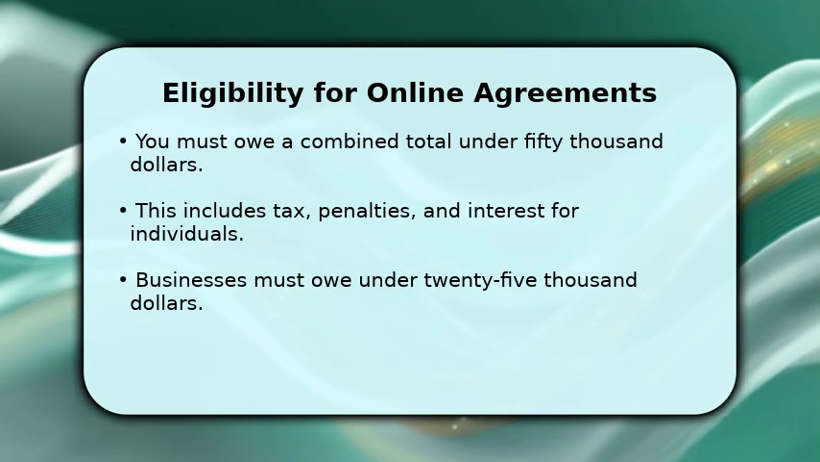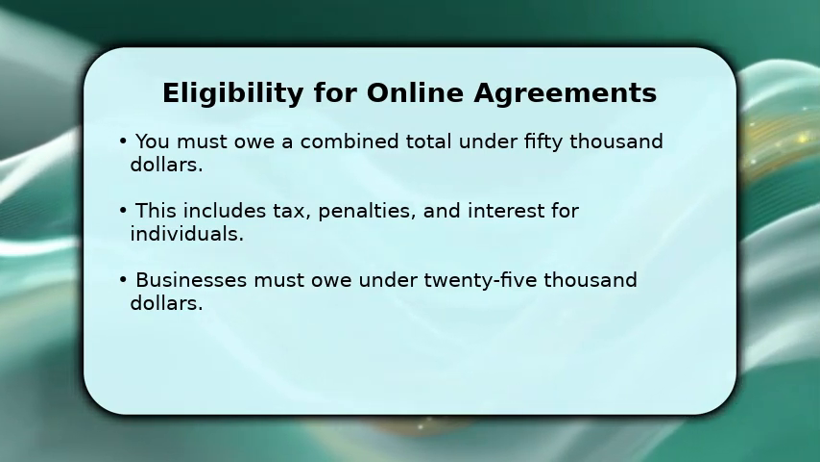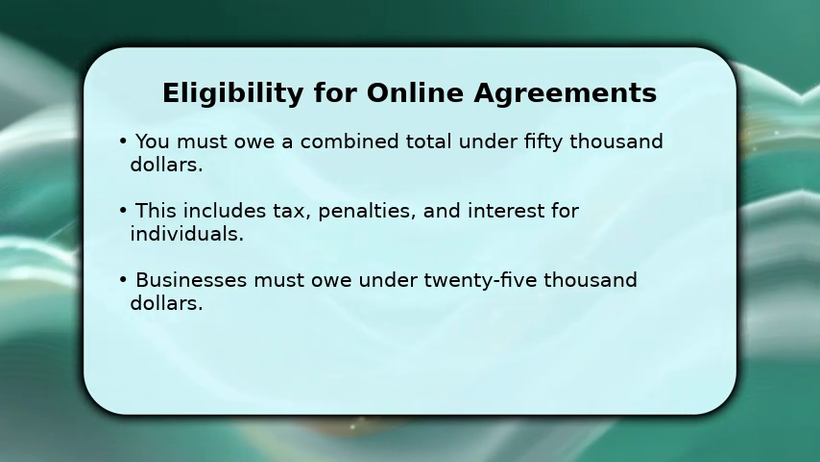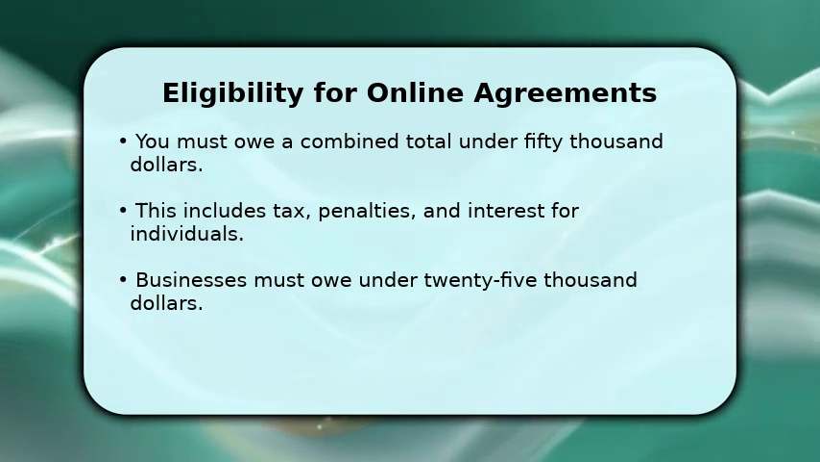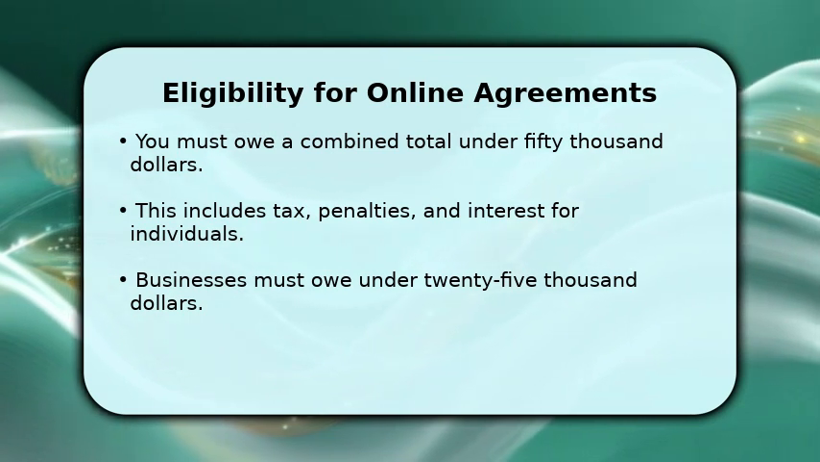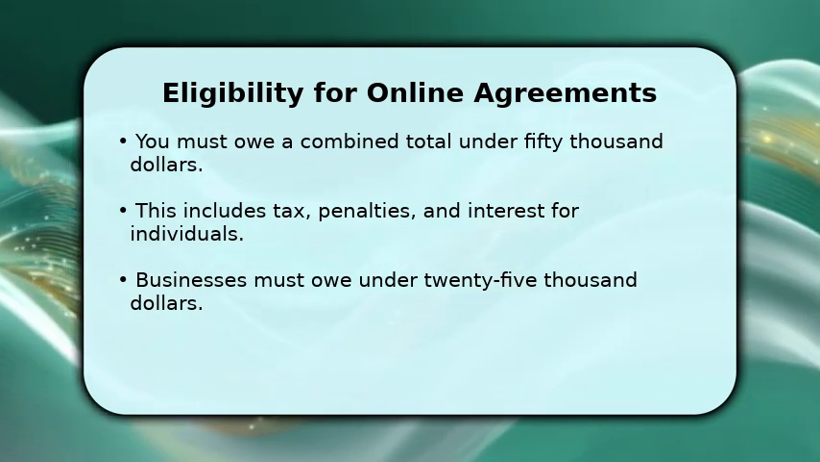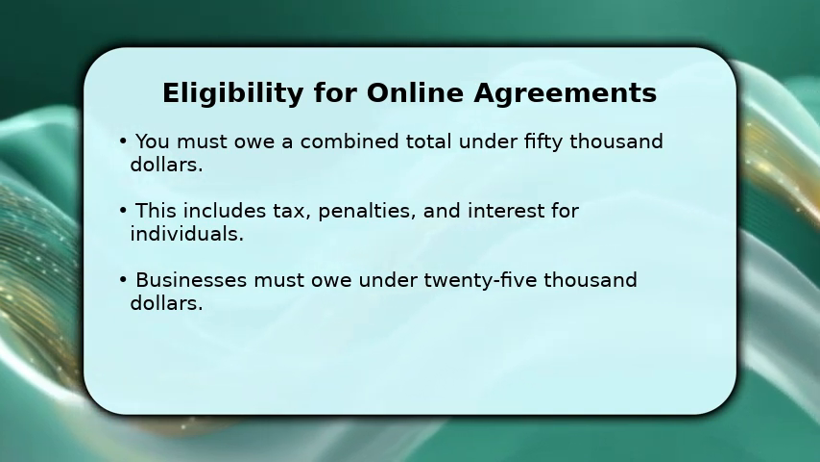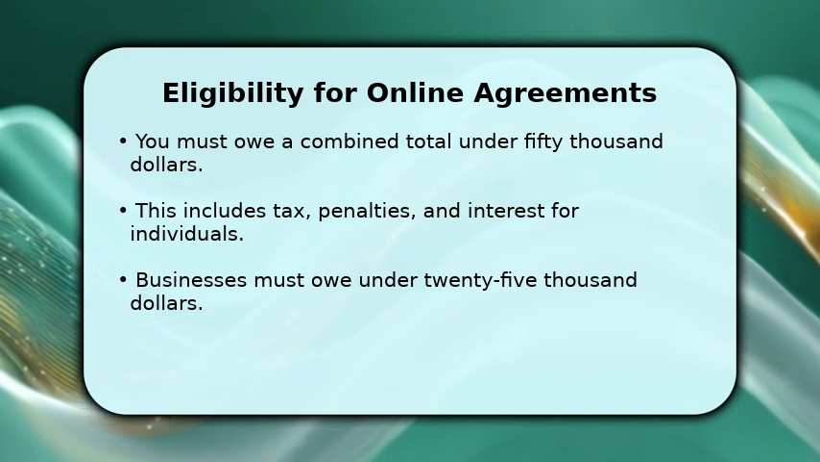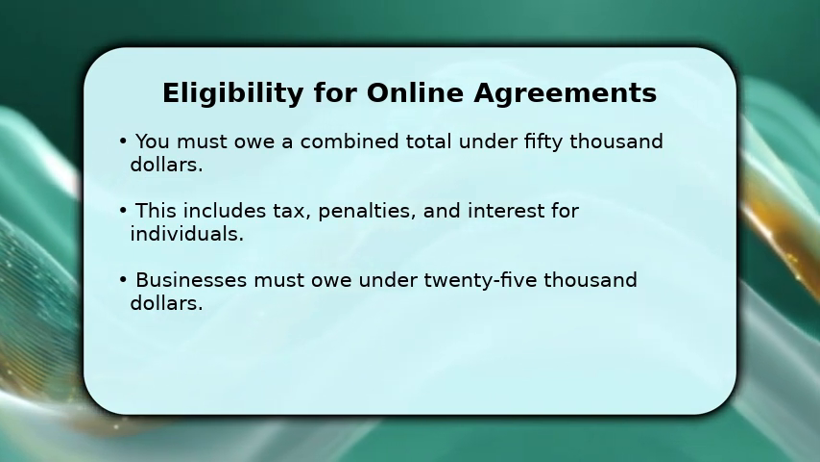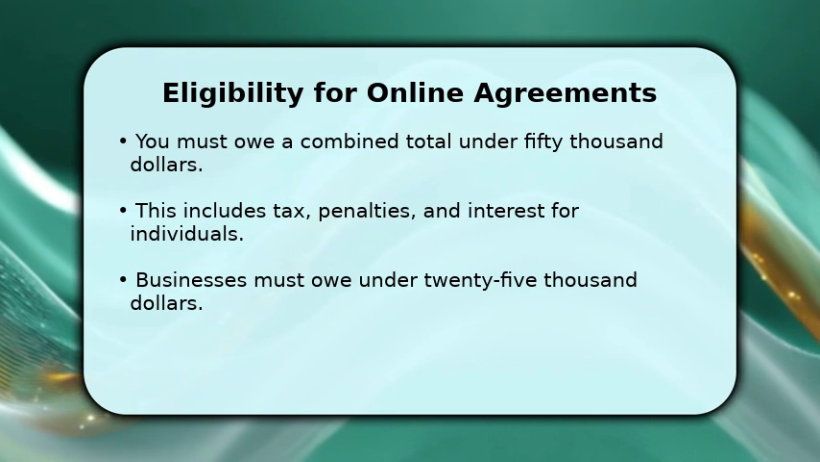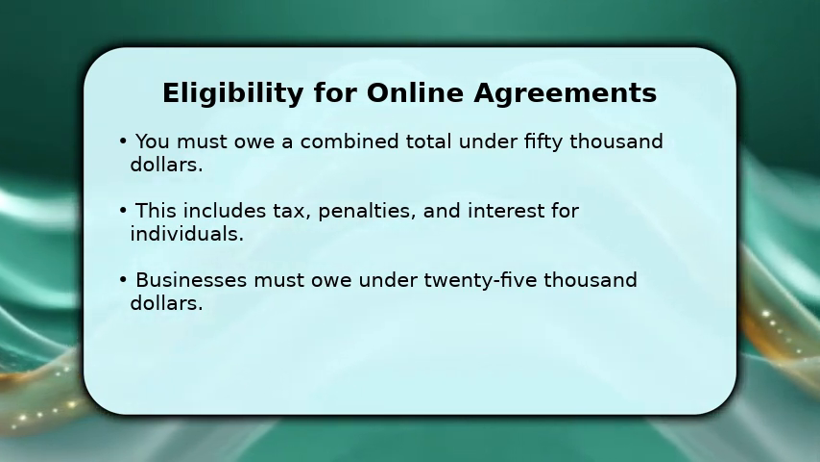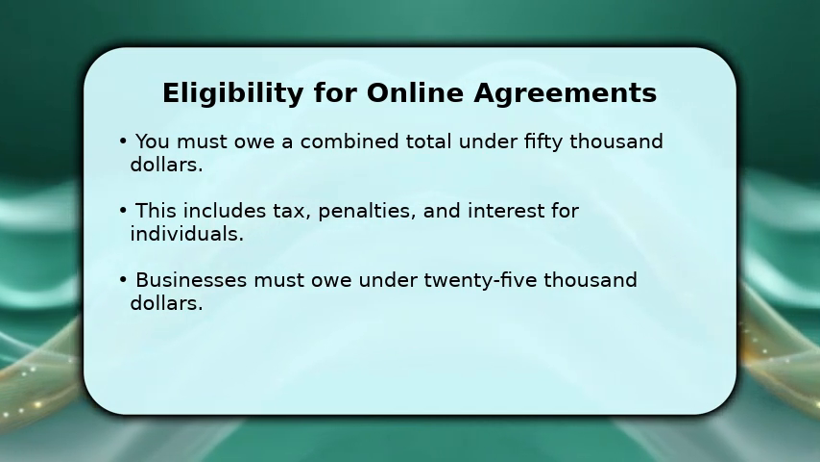To be eligible for an online payment agreement, individuals must owe a combined total of under $50,000, which includes tax, penalties, and interest. For businesses, the total amount owed must be under $25,000. A crucial step is ensuring all your required tax returns have been filed. The IRS needs this information to process your request. Meeting these criteria allows you to proceed with the online application efficiently and effectively.